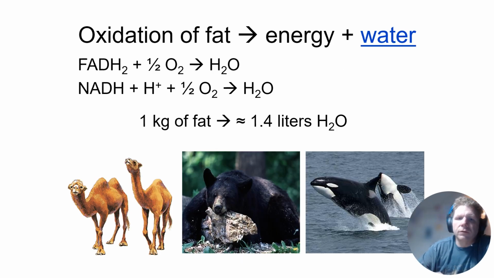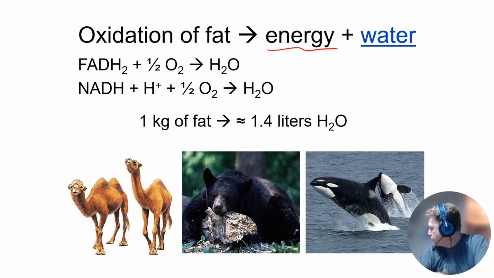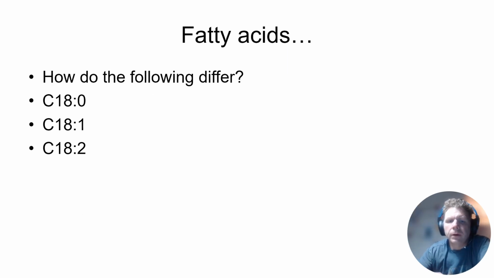Now, oxidation of our fatty acids is going to produce a ton of energy and water. Oxidation of FADH2 is going to give us H2O. Oxidation of NADH is also going to give us water. Effectively, 1 kilogram of fat is going to produce approximately 1.4 liters of H2O. Now, we haven't really looked at anything particularly new, and I'm not going to belabor the point of, oh yeah, fatty acids, lots of energy, lots of energy.